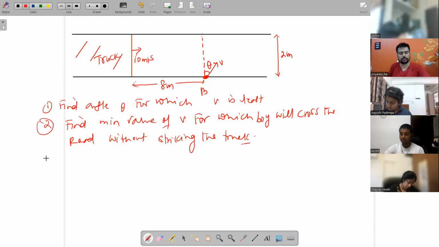Use the relative motion concept. Solve it. When solving physics, you have to be a physicist. Just apply your brain. Just think. These are normal life questions.